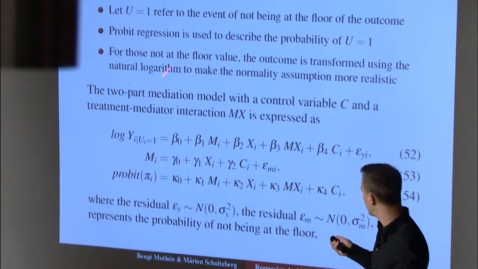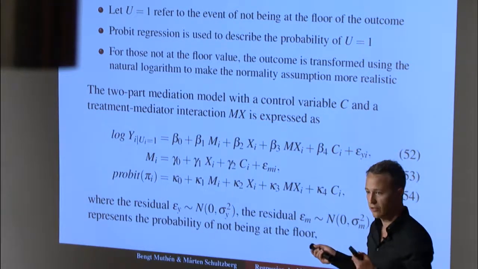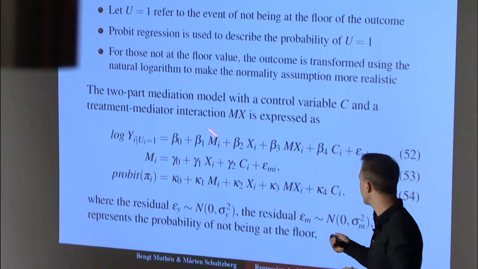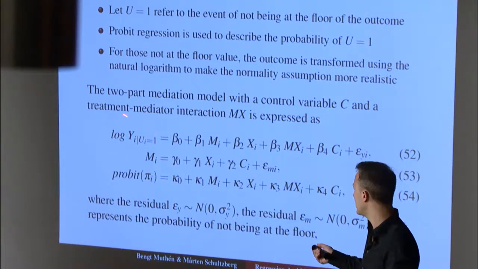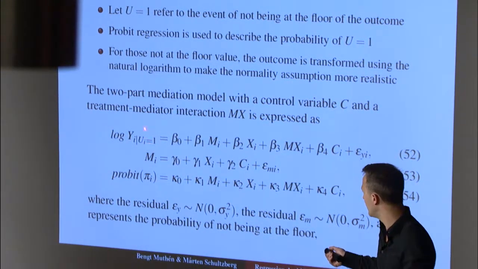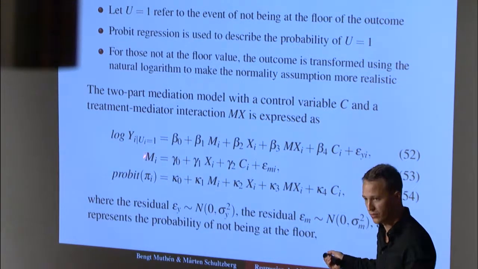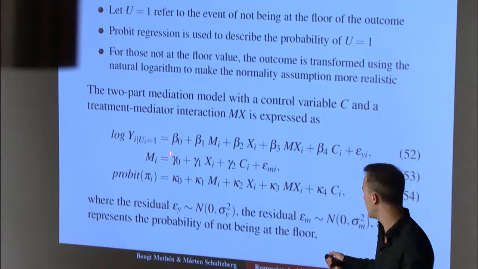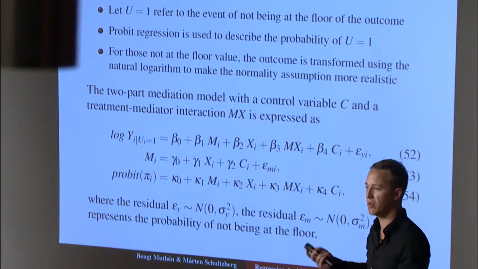So in this case, we're going to use a probit regression to describe the probability of being larger than 0. So we will have these three regressions now. We will have the logarithm of the original value if you have a value larger than 0. So if u is equal to 1, that will be a linear model like this. So we will have the mediator linear model like this, and then the probit model for the probability of having a value larger than 0.